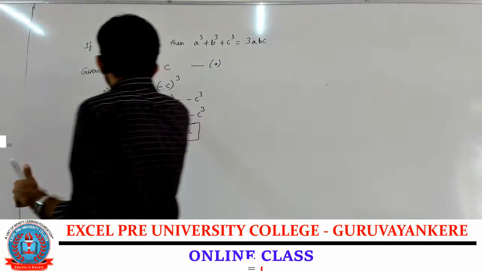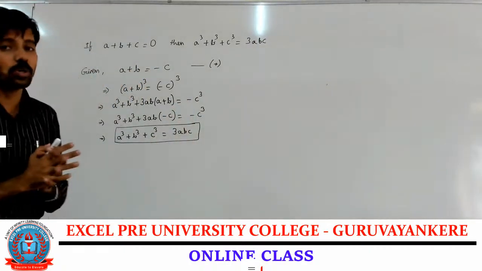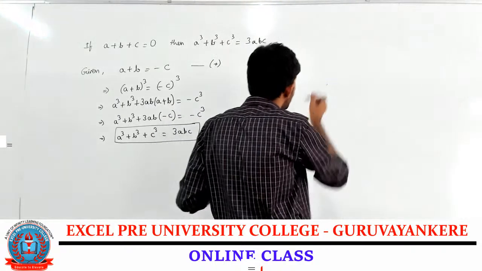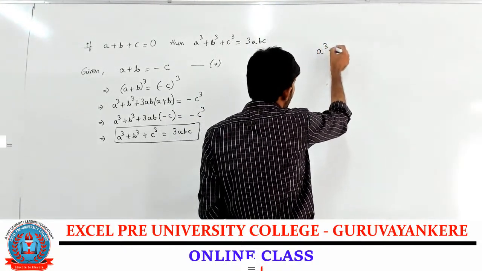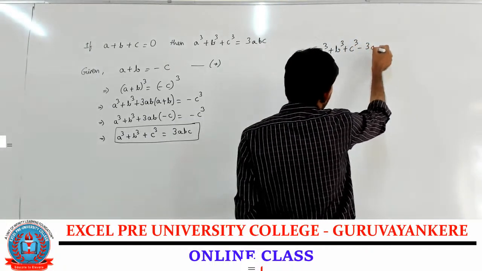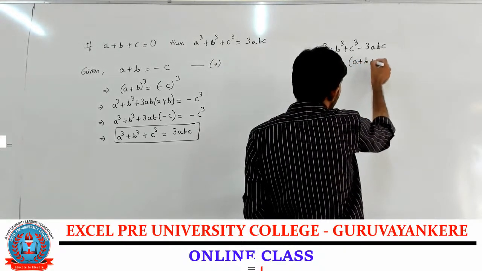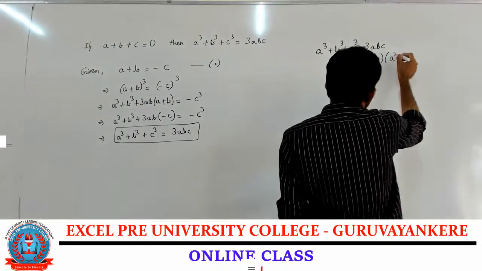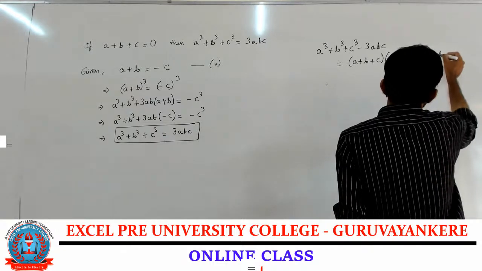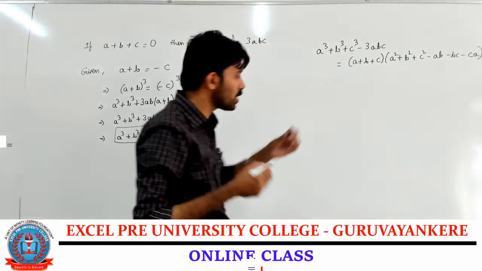If a plus b plus c equal to 0, using this, a cube plus b cube plus c cube equal to 3abc. Also, one of the important formulas I discussed in the previous class, hope you remember this: a cube plus b cube plus c cube minus 3abc is equal to a plus b plus c into a square plus b square plus c square minus ab minus bc minus ca. This is one of the important formulas.